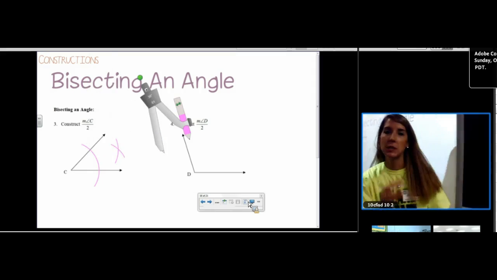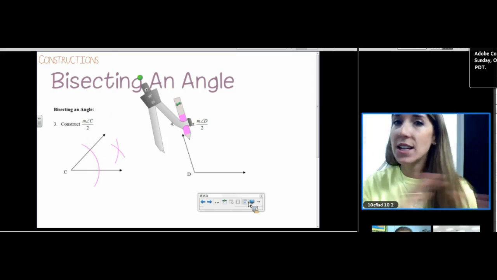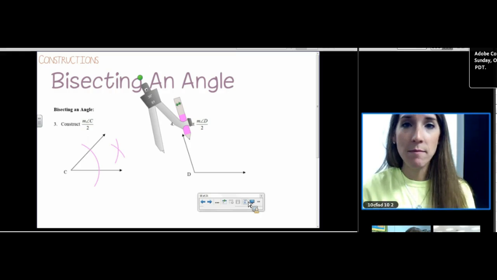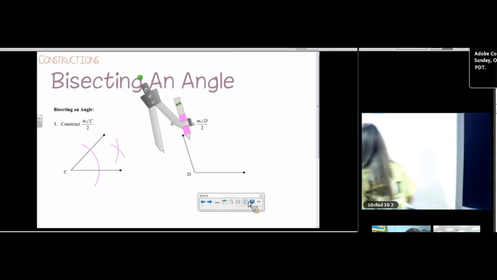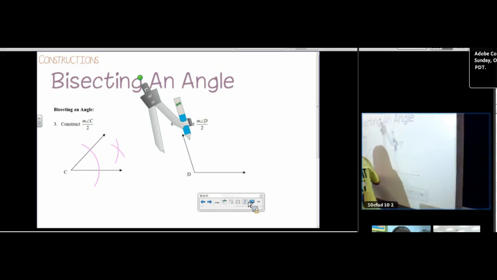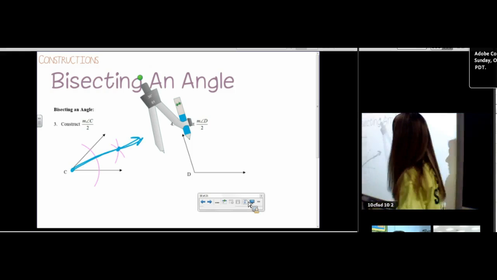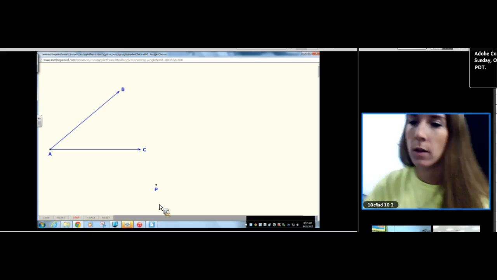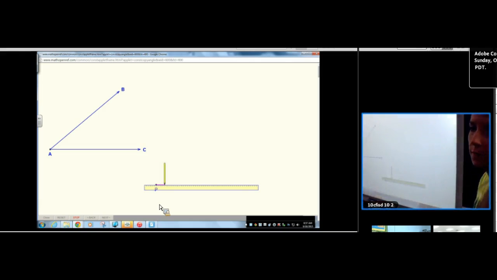And boom, you just made 3 arcs. You didn't change your compass setting the whole time. You made 3 arcs, and you connect those dots. And yours will look better than mine because you're going to use a straight edge. And Miss Tanton did obviously not use a straight edge. So let's watch them do it here.